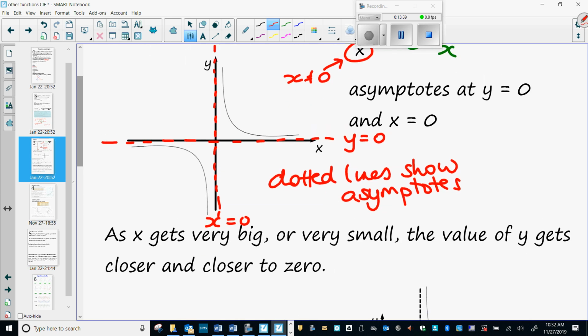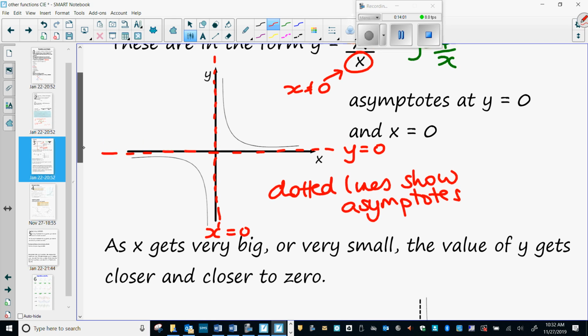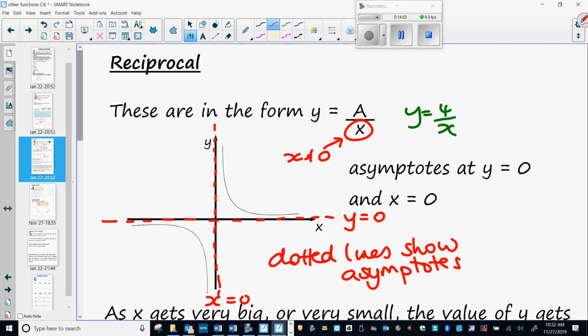Yes? What is A? So A could be anything. For example, I just chose 4 randomly. Okay, it could be anything. 11, 16. If it was a negative value, that's when it would be in those other two quadrants. So if it had been negative 5, for example, it would be in these two here.